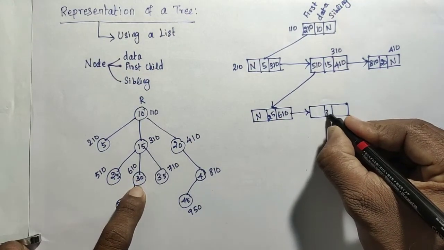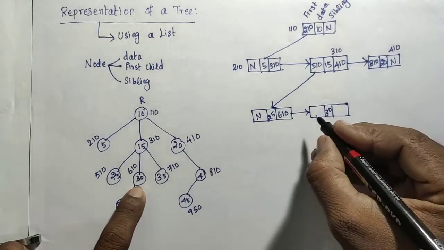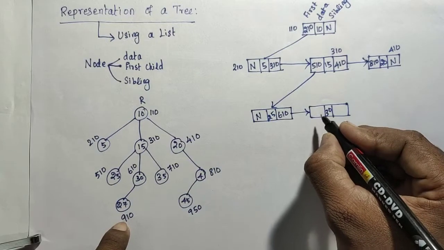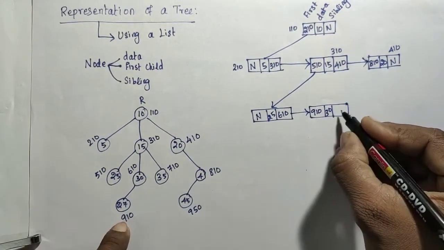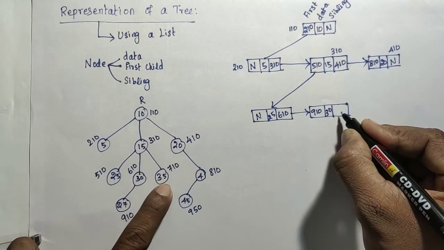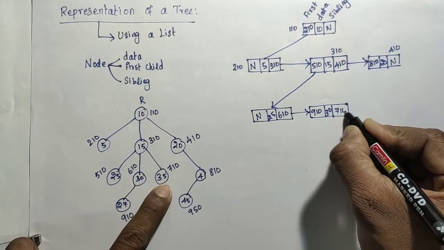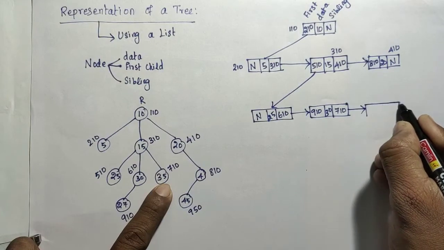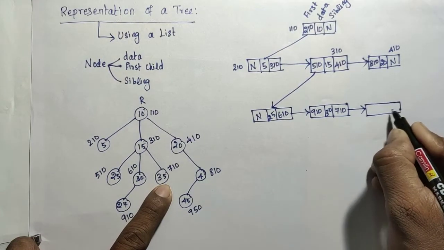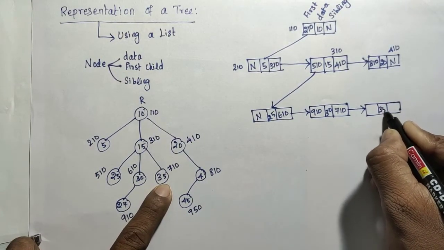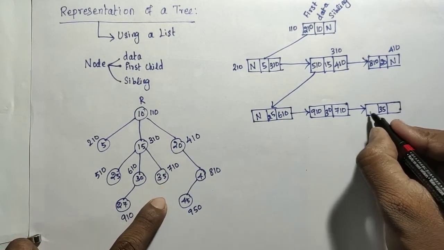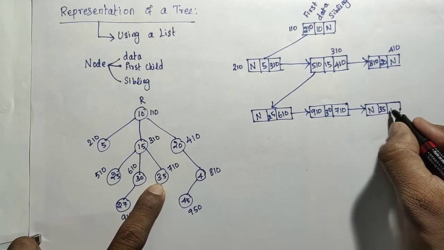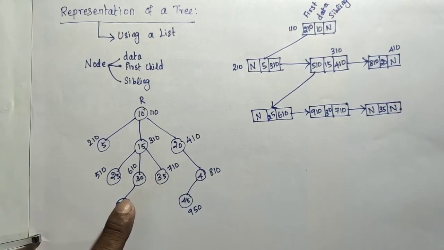He containing the 30. And then the first child of the 30 is 27, his address is 910. Sibling is the 35, that address is 710. Containing the 35. And then there is no further children for the 35. Also there is no sibling for the 35, so it is a null.